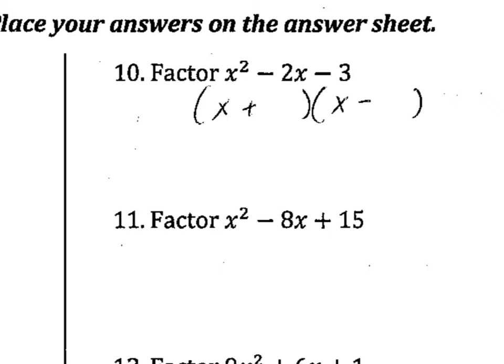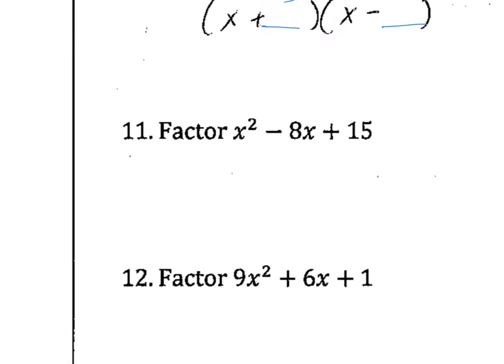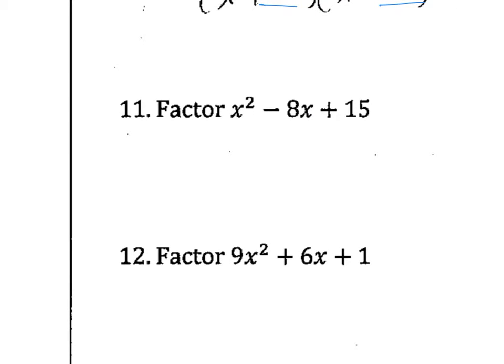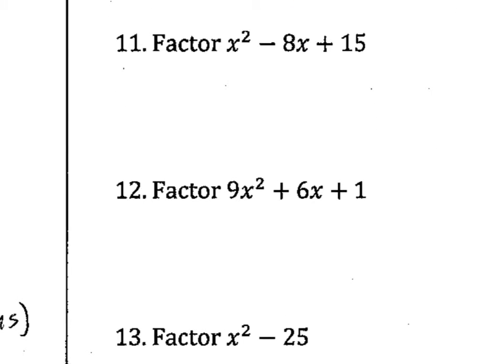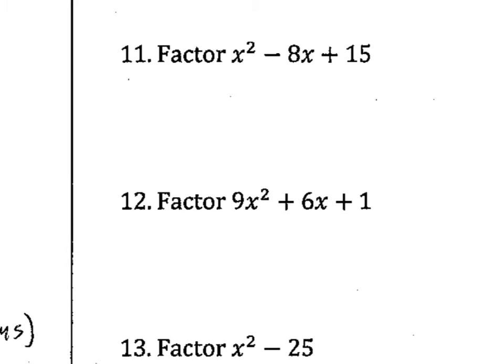Number 10, you need to factor. You could use the box, but it's pretty simple. Think of your multiplication facts of 3, and you just simply need to fill in the blanks right here. I kind of got it set up for you. Remember, you're going to need those to kind of equal the -2, whatever these numbers here would be. Number 11, you're also factoring again, and same way with number 12 and 13.